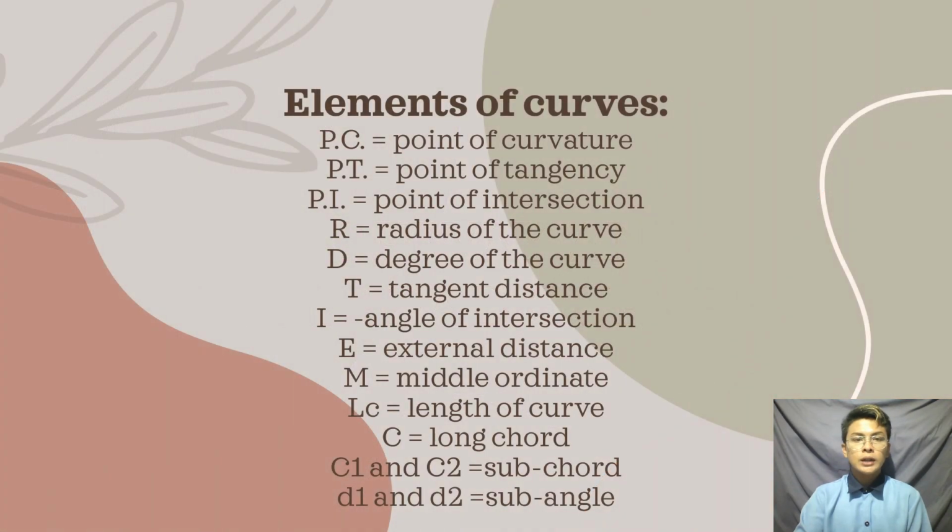But before we start, let me just tell you the elements of curves. PC for the point of curvature, PT for the point of tangency, PI for point of intersection, R is the radius of the curve, D for degree of the curve, T for tangent distance, I for angle of intersection, E for external distance, M for middle ordinate, LC for length of curve, C for long chord, C1 and C2 for subchords, D1 and D2 for subangles.